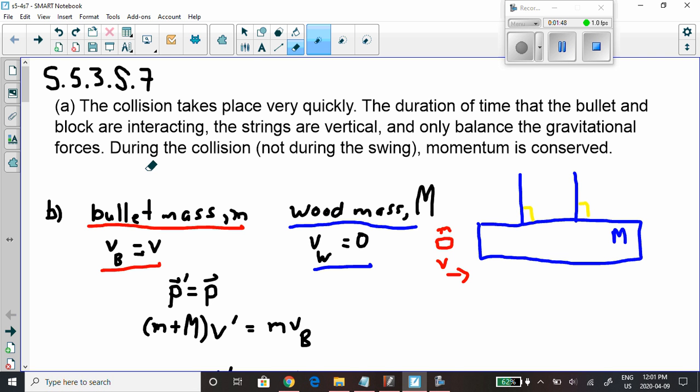So the next thing is during the collision, not during the swing, momentum is conserved. So really what they're telling you in a sneaky way here is that there's two parts to this question. There's the collision part, and then there's the swing part. So if you're going to study this thing in its entirety, first you deal with the collision part, then you deal with the swing part.